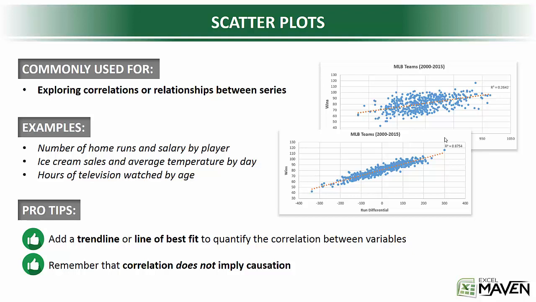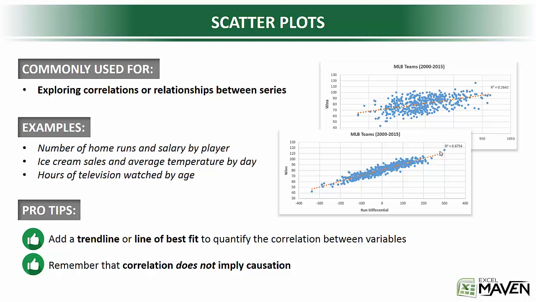Other examples could be measuring the relationship between ice cream sales and average temperature, looking at hours of television watched by age. Literally any two data sets that you want to test for correlation, you can use a scatter plot to do so. Pro tips here: first and foremost, add a trend line or line of best fit to show correlation between variables. You can also add an R-squared value, like the ones in these screenshots, to really quantify how strong that correlation really is.